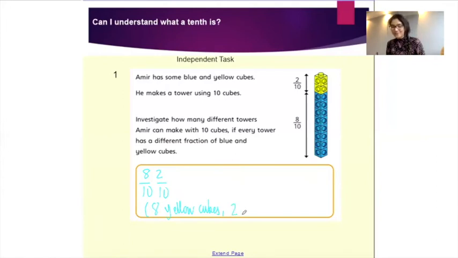2. So he would then add 2 blue cubes. So that is one example of a different tower that he could make using 10 cubes. I would like for you to come up with at least 2 more. Off you go.